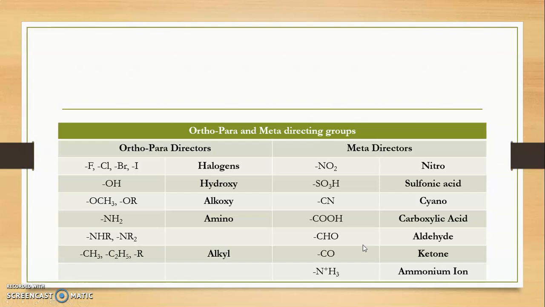Also, those groups having the general structure of a benzene ring bonded to A double bond B, where B is more electronegative than A, act as meta directors. For example, in the nitro group, we consider A as nitrogen and B as oxygen. Here also, the nitrogen is more electronegative than the carbon, which is why it acts as a meta director. So this is all about the directive effects in the benzene.